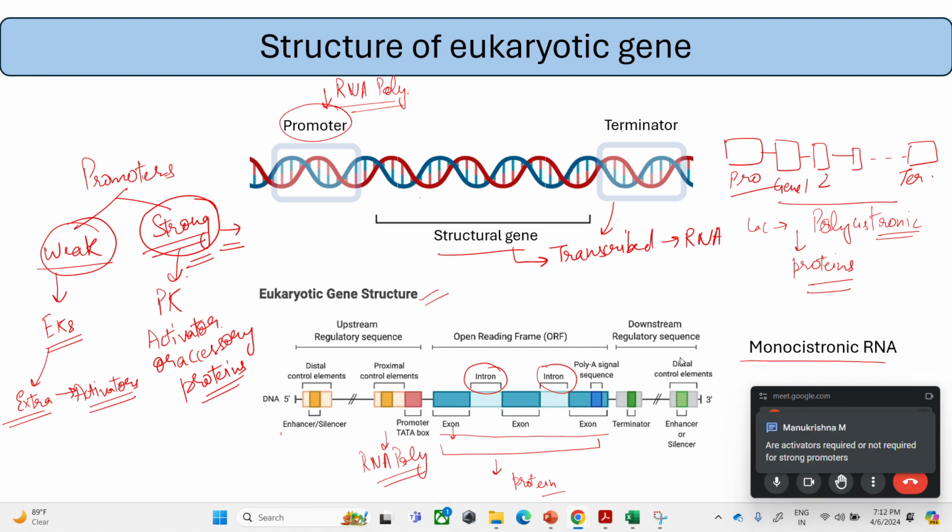Okay, so the activators are generally not required in strong promoters because the RNA polymerase can alone bind to the strong promoter, and it can actively transcribe the RNA. But in the case of weak promoters, what happens? The RNA polymerase cannot bind to the promoter with that intensity. So the frequency of formation of transcripts is really low. That is why we require an activator kind of molecule that can intensify the transcription process if needed.